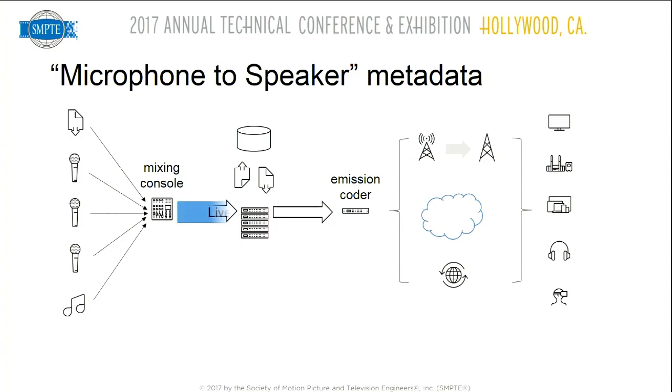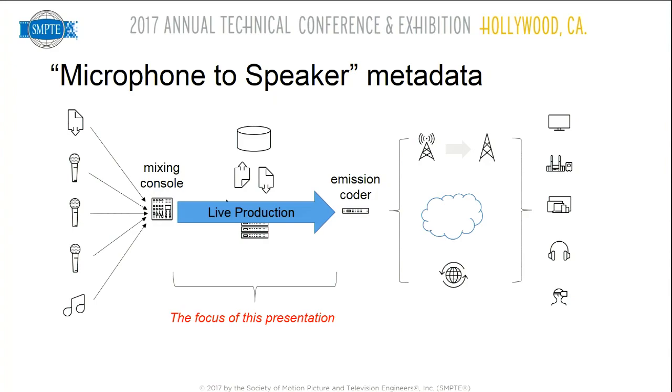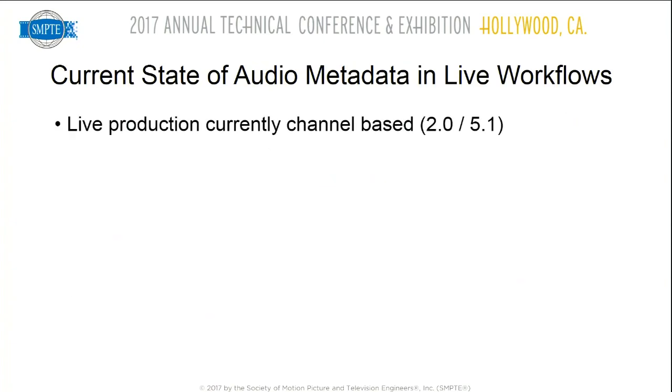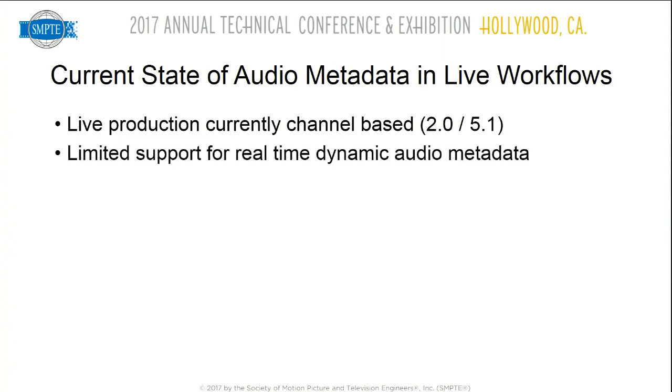What I'm going to focus on today is the live production portion, where we talk about what's essentially a finished program, how that gets through live production to the point of emission. So the current state of where we are: today, the vast majority of live broadcast audio is channel-based 2.0 or 5.1. There are some things coming in the future, but right now that's where we are.